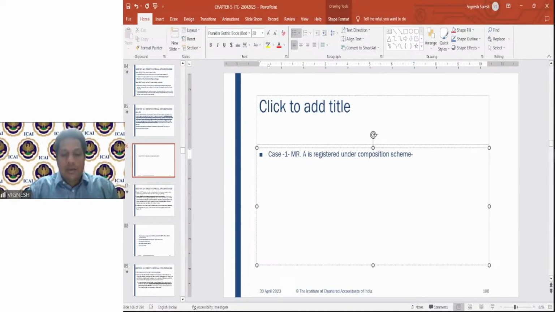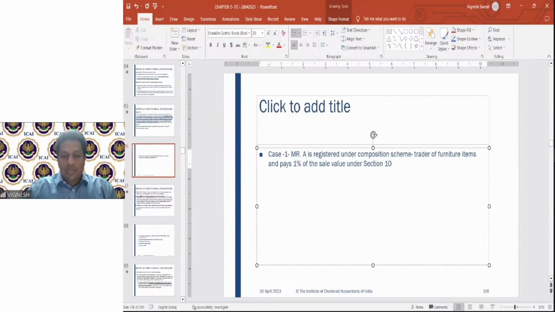That means he's a trader. Let us assume he's a trader of furniture items and pays 1% of the sale value under section 10. This is what he's doing.